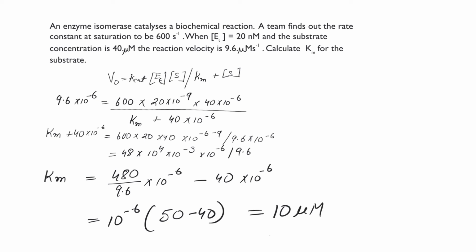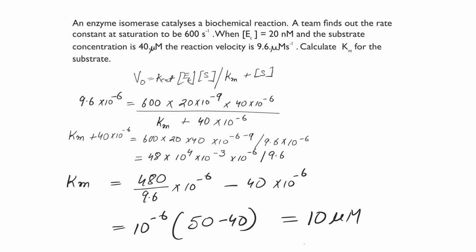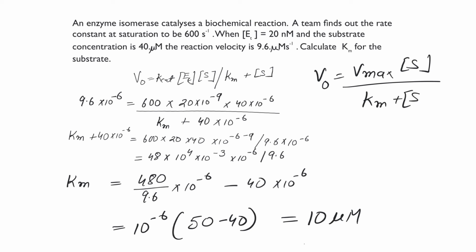Pretty simple, right? So you have to be very clear on how to use these two powerful equations, V naught equals Vmax times substrate upon Km plus S, and using the Kcat.